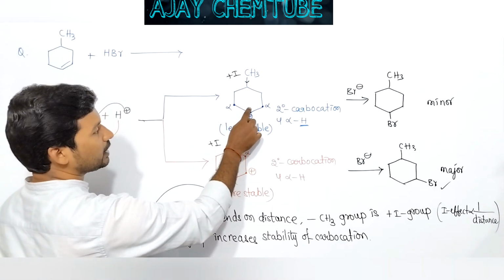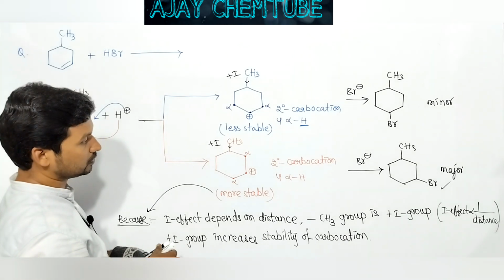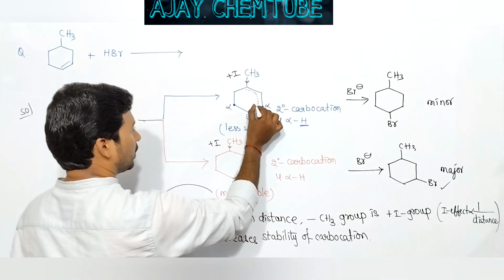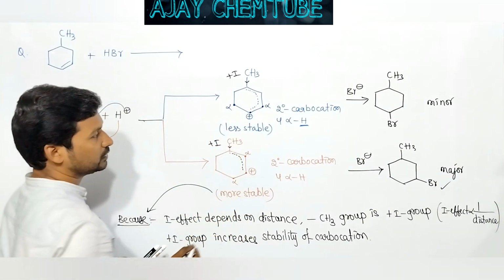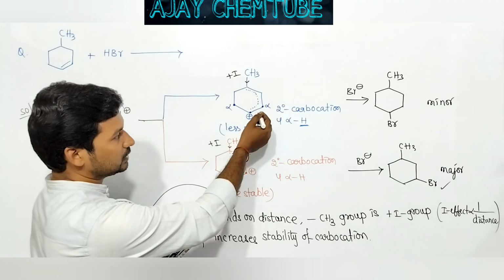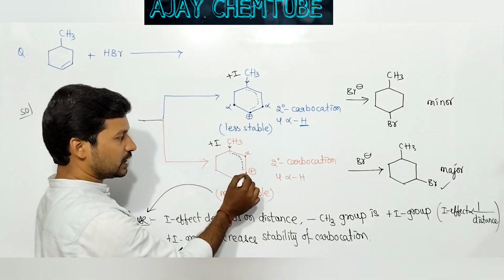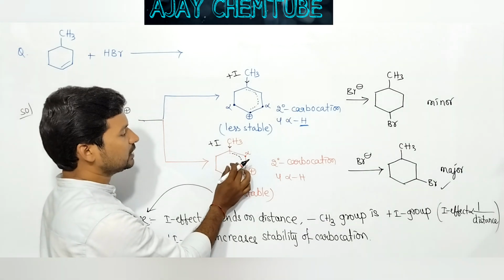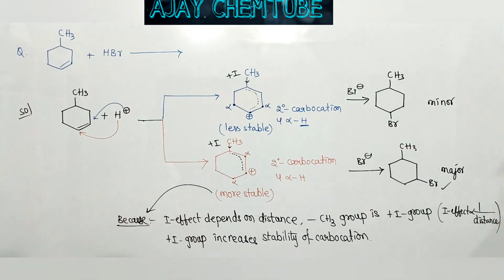As the distance increases, here electrons come like this. Here electrons have to travel only this distance. As the distance decreases, inductive effect increases, stability increases. That's why this is more stable. Whenever this is more stable, its corresponding product will be major. That is my point. Take this one. This is an important example. Take this one.